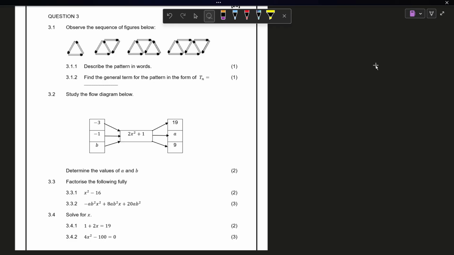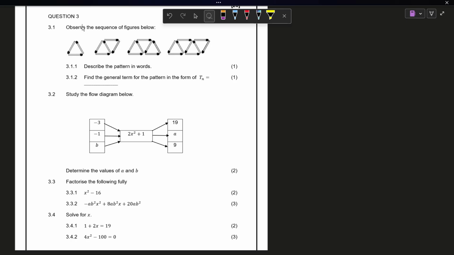Okay, so question 3 says 3.1, observe the sequence of figures below. 3.1.1, describe the pattern in words. How can we describe this pattern in words? Well, we can just say that here we are adding. What do we have here? First of all, in these figures, we can count how many matches. There are 3 matches. Okay, this is 3.